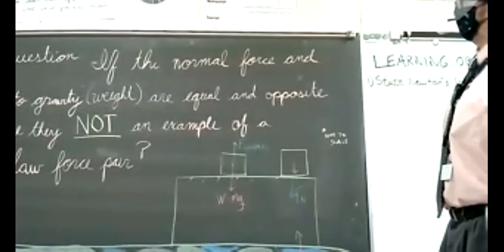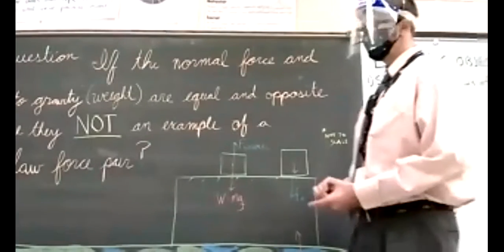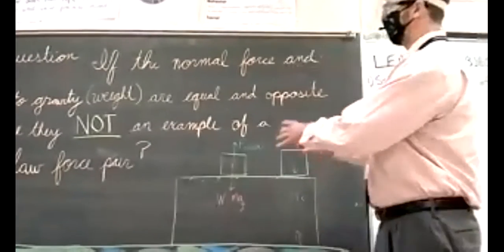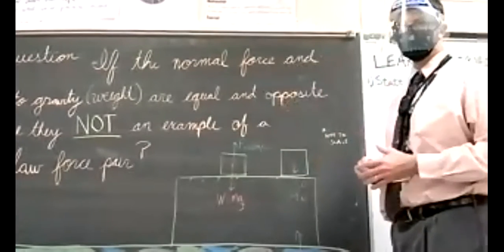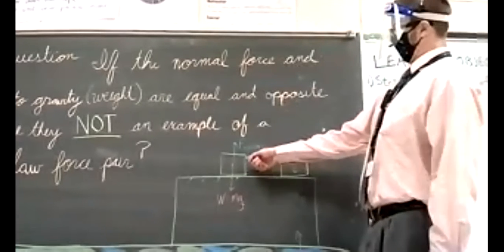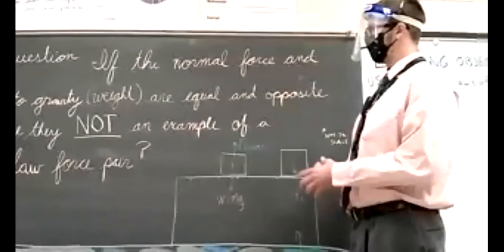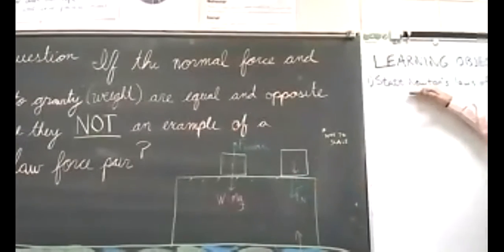If the normal force and the force due to gravity, the weight, are equal and opposite forces, why are they not an example of a Newton's third law force pair? That's the complete essential question. We just talked about it a moment ago: a Newton's third law force pair is always going to act on different objects. So we'll go over here and state Newton's laws.